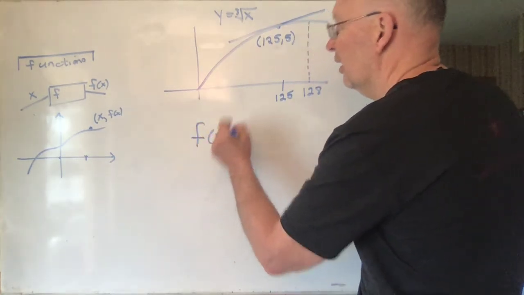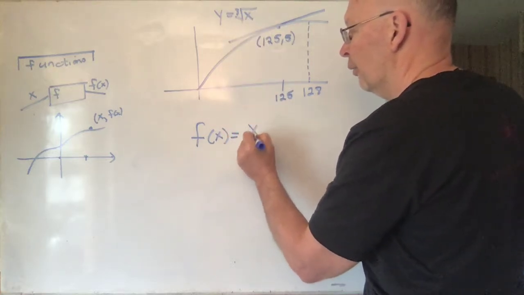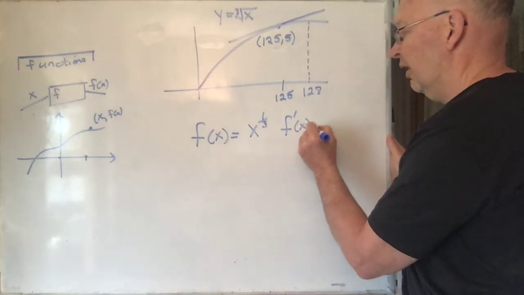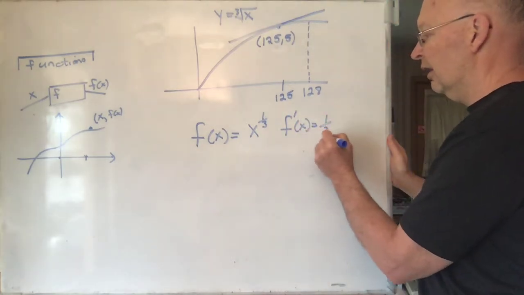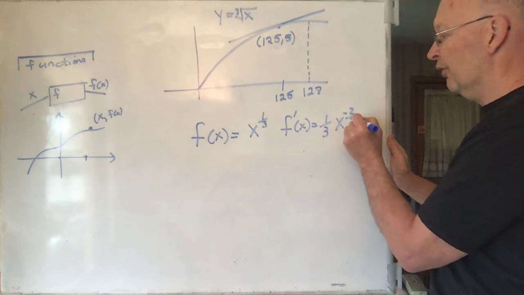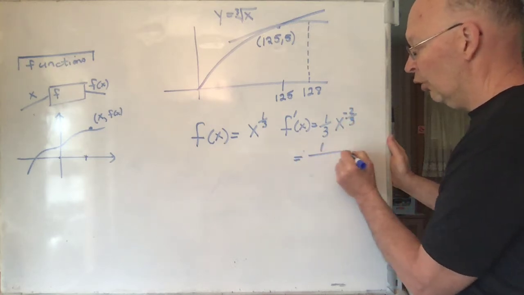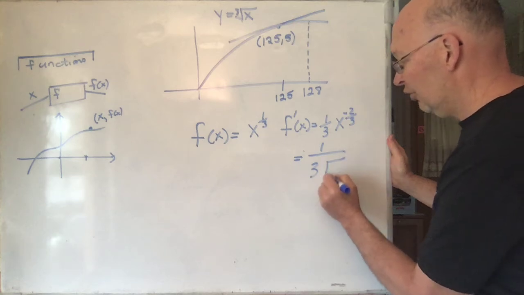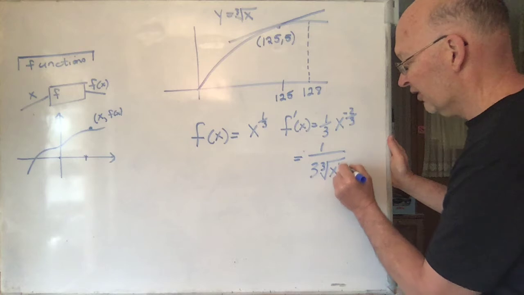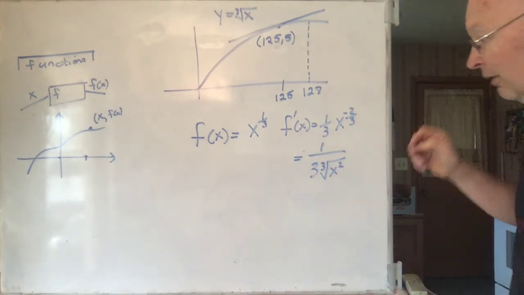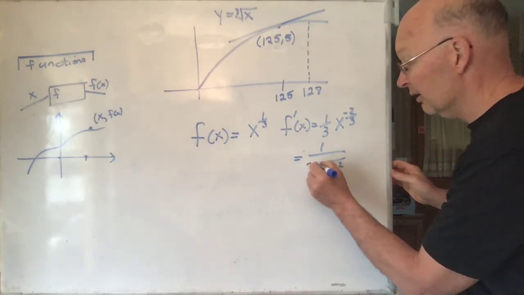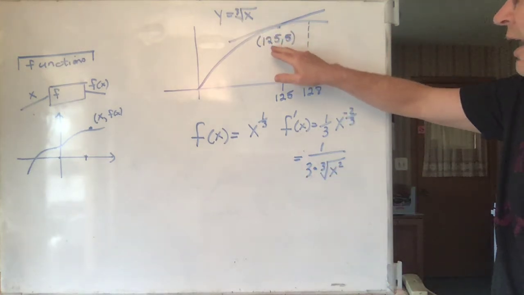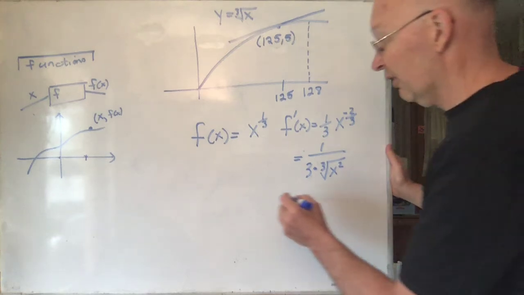So let's do it. So first of all, here's our function. f of x is equal to, I'm going to write it as x to the 1/3 power. So f prime of x, the derivative, is going to be 1/3 times x to the negative 2/3 power, which is 1 over 3 times the cube root of x squared. Okay? Make sure that that's clear. So we want to evaluate that at 125.